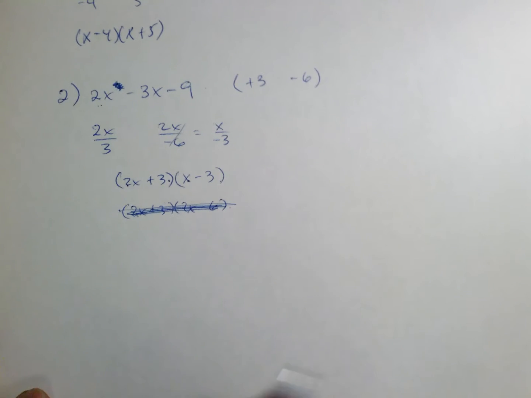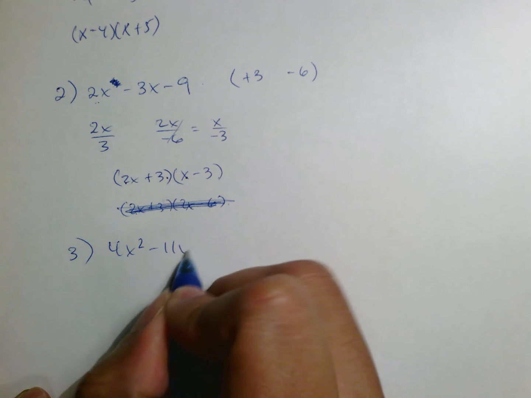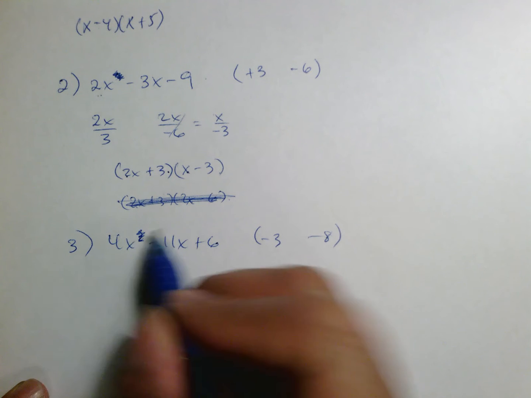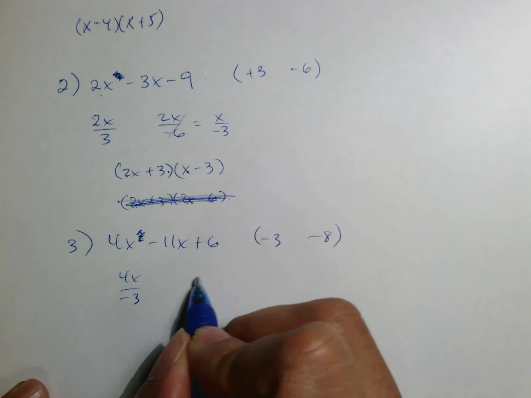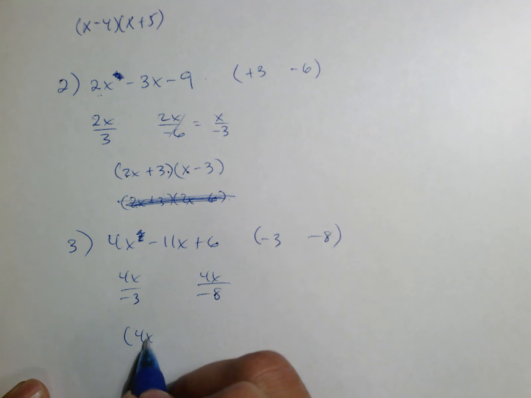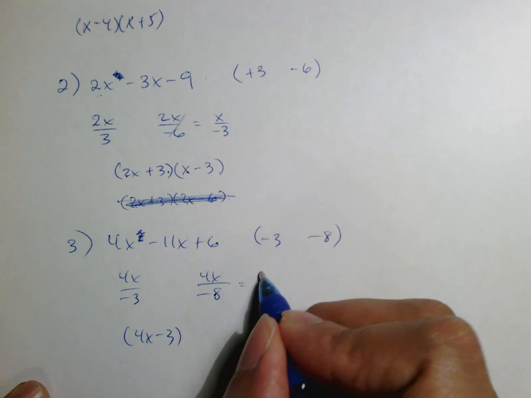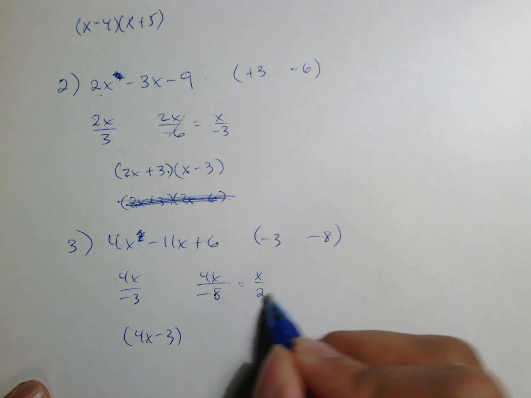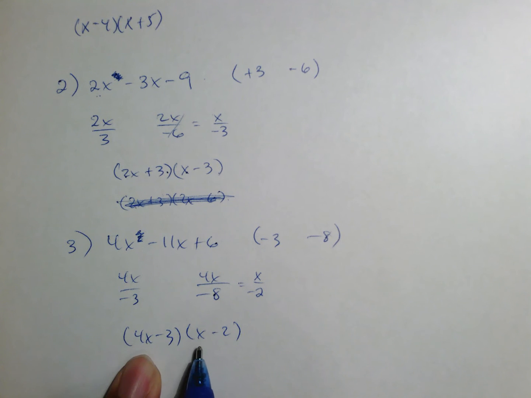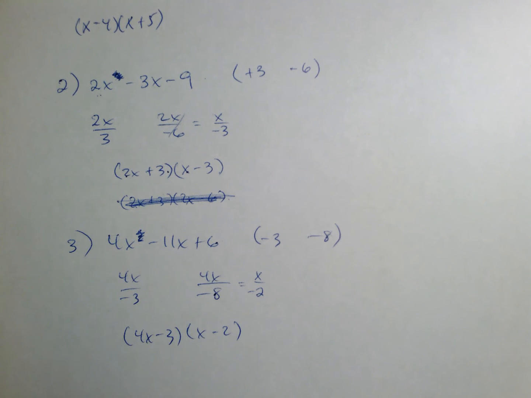So other than that, number 3 has 4x squared minus 11x plus 6 with the numbers -3, -8. Again, ignore the squared. Put 4x over the first number, put 4x over the second number. This is reduced. These can both be divided by 4. Again, once it becomes a 1, don't write the 1, just put x. 8 divided by 4 is 2, -2, which means your second one is x minus 2. Again, doing a quick check, 4x times x, 4x squared, -3 times -2, +6. So you know you did it right. Okay.